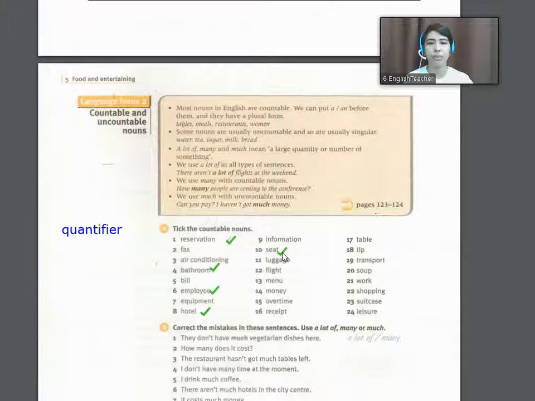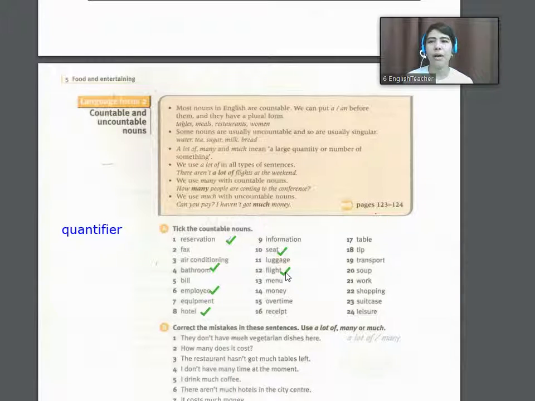It is countable. Luggage. Luggage is uncountable. It is a combination of baggage, bags. So it is uncountable. Flight. Yes, flight is countable. Menu is uncountable.